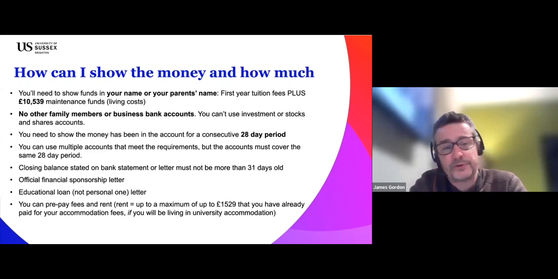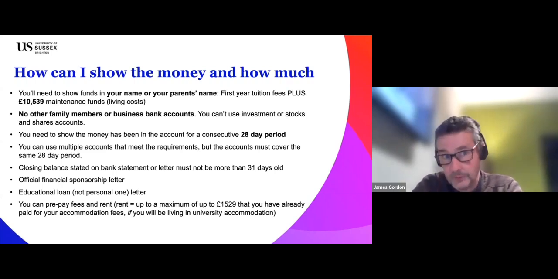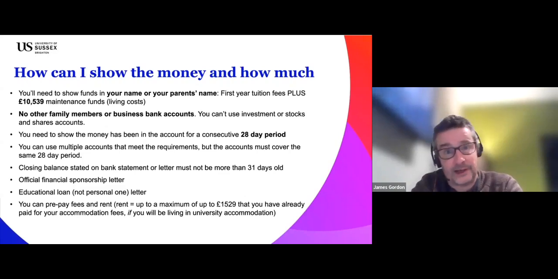Obviously, if your financial sponsor was giving you sufficient money to cover all of your tuition fees and at least £10,539, then you wouldn't need to show any money in your or your parents' bank account. However, if you only receive partial sponsorship, say a sponsor was only paying for your tuition fee to Sussex, then you are still going to need to show the maintenance funds of 10,539 in your or your parents' account for a 28-day period before you apply.